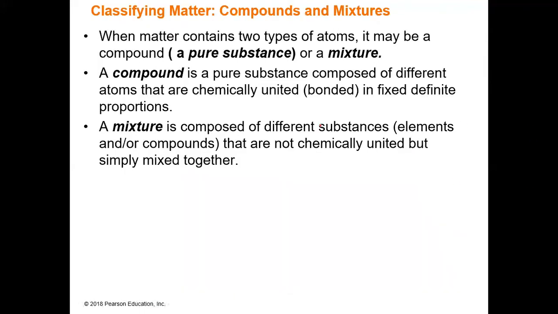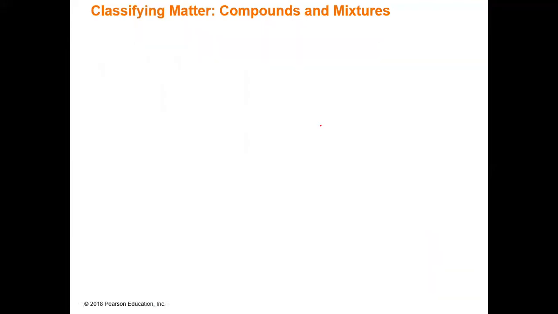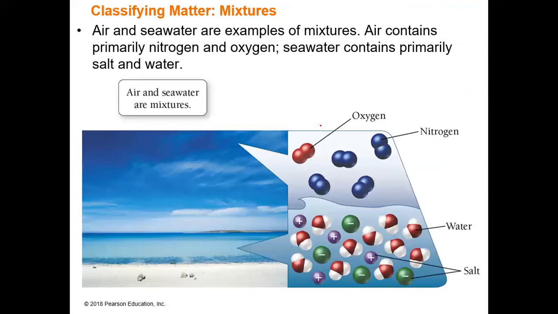So the formula for oxygen is O2. O is for oxygen, and nitrogen is N2. Water is H2O. Those are the chemical formulas for those substances. Substances can be an element or a compound. And table salt is NaCl.